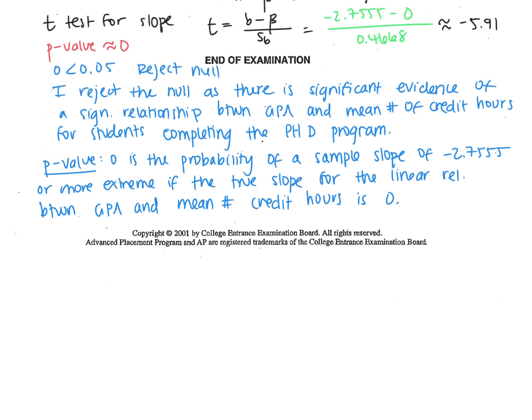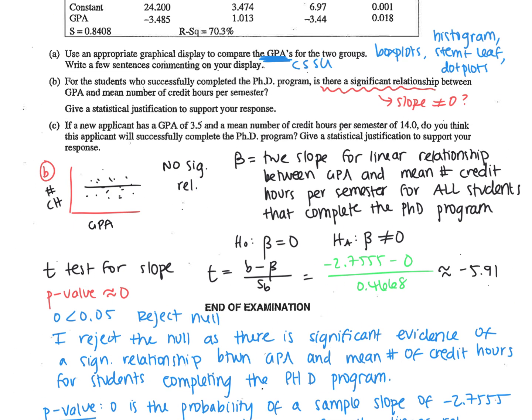And sometimes I write that the other way. Sometimes I write, if the true slope is 0, then 0 is the probability of this sample slope or more extreme. How do we feel about that part B, the hypothesis test part? Okay. Do we have questions before part C? Do you guys have it in you to do part C with me and then we'll take a break? Yeah? Okay, let's take a look at part C.